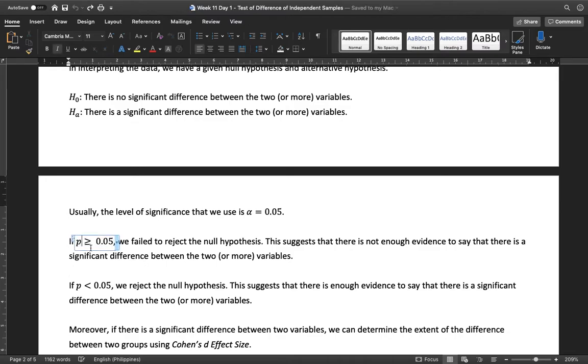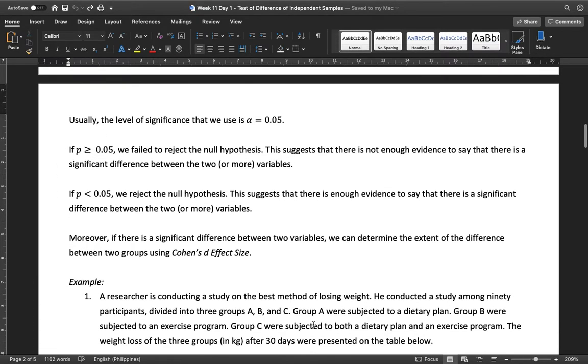So, kapag greater than or equal to 0.05 siya, we do not reject the null hypothesis. We fail to reject. Walang enough evidence na masasabi natin na there is a significant difference between the two or more variables. But if p is less than 0.05, we reject the null hypothesis because the chance of us getting a type 1 error is actually low, less than 0.05. There's enough evidence to say that there's a significant difference between the two or more variables.